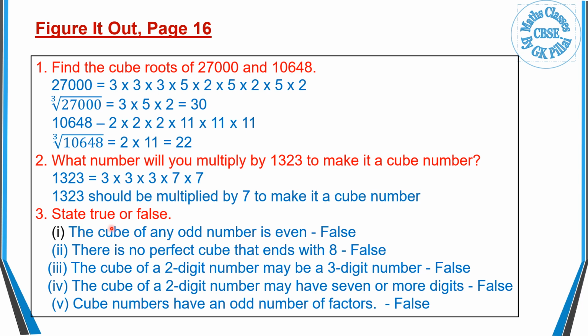The next one, true or false. The cube of any odd number is even? No. That is false. Because even 12, if you take 12, the cube will have 8 in the units place. The cube of a 2-digit number may be a 3-digit number. No. The cube of a 2-digit number may have 7 digits. That is also false. And cube numbers have an odd number of factors. That is also false.